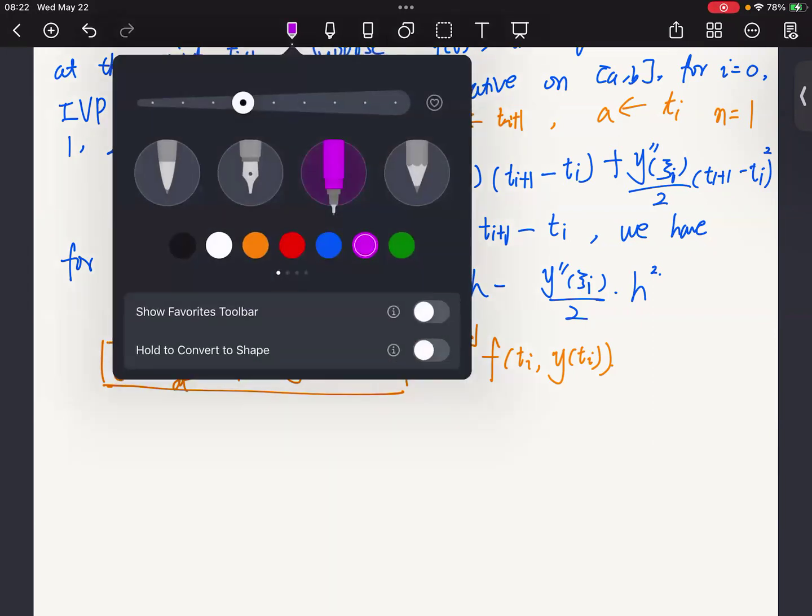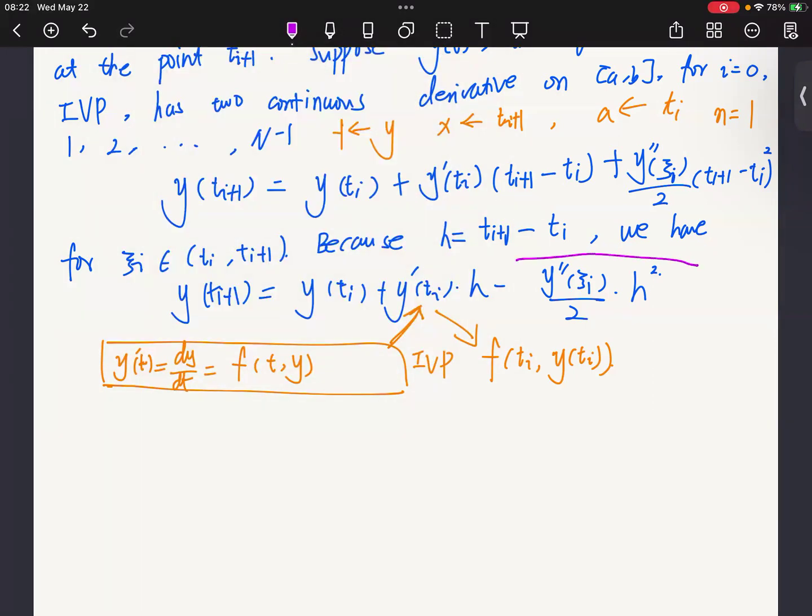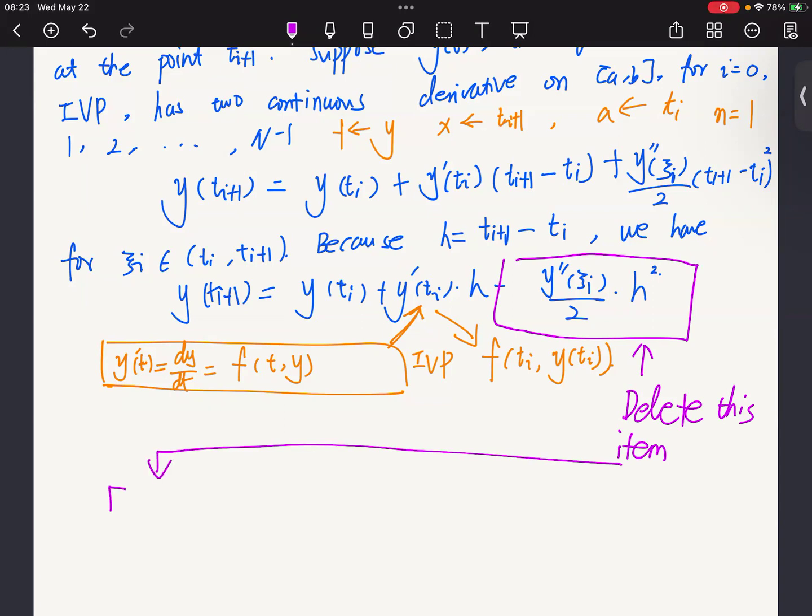So let's delete this item. And then we got to this. This is Euler's method. And then we delete the last item. And then we have the w_i, and the w_i is just the approximation of the y(t_{i+1}).